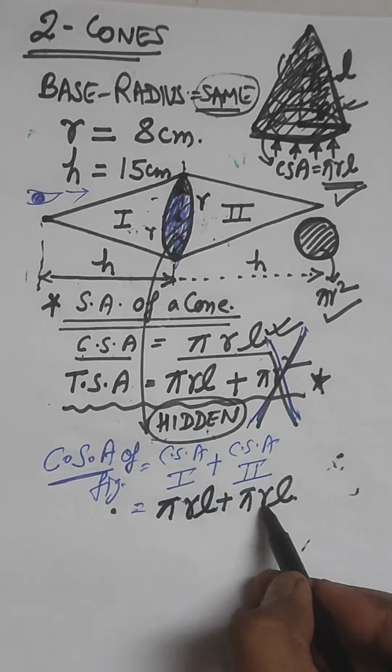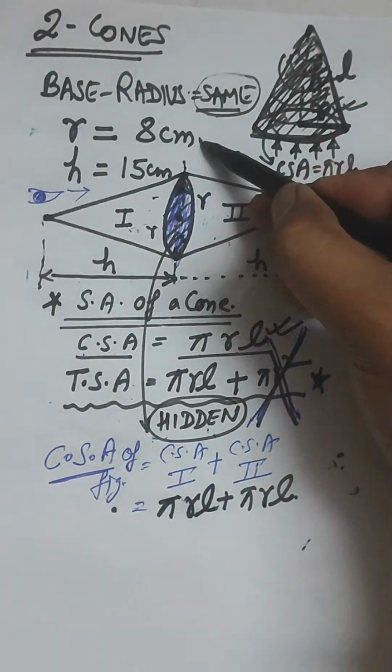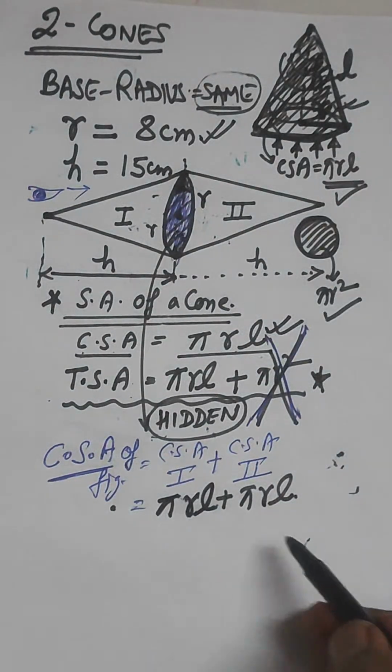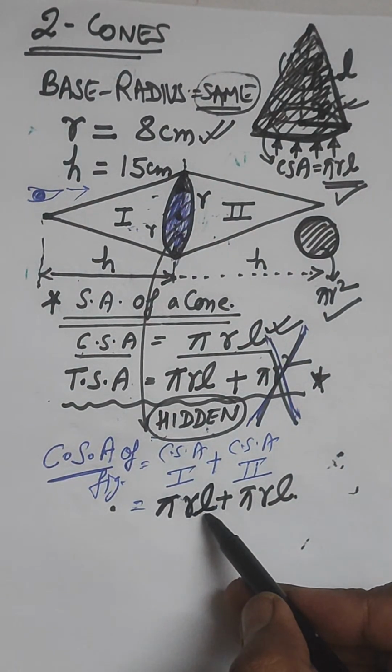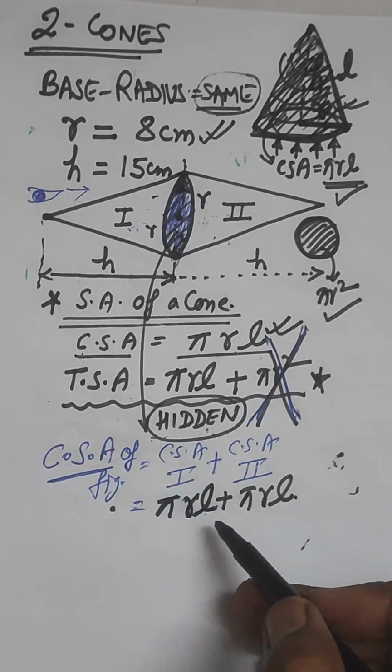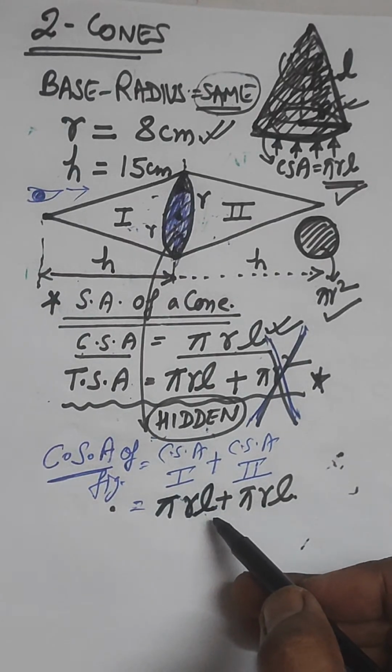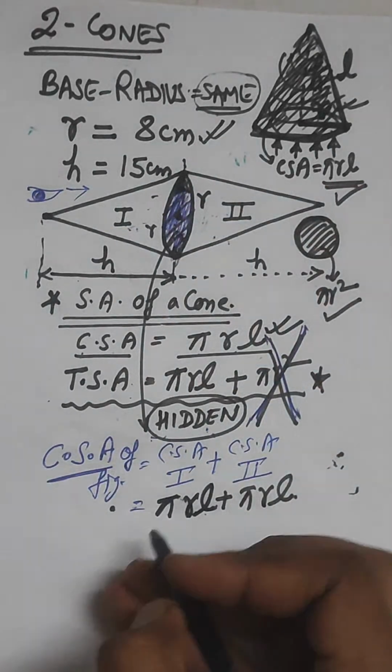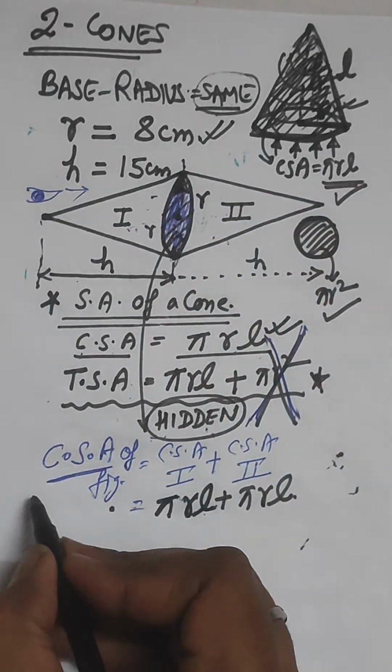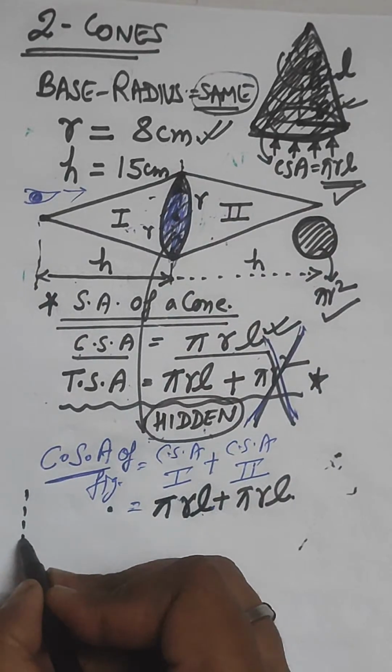Why am I writing r? Because r of both the cones is the same, but l is not known to you. So something still needs to be found out. So let us find that l. How will l be found? It's very simple, right? You must have read it. I know it, right?